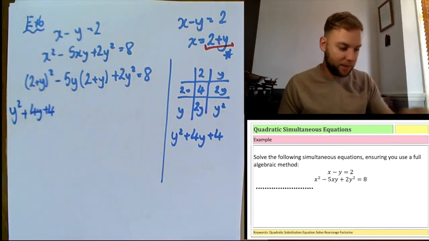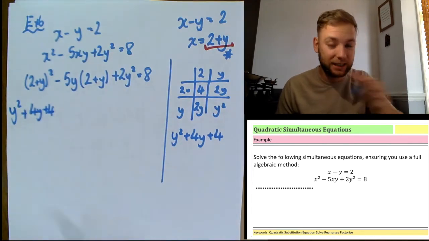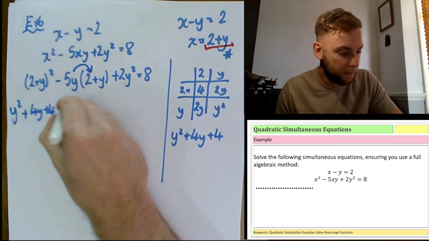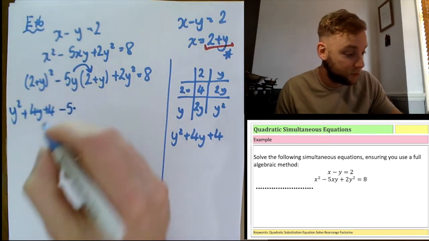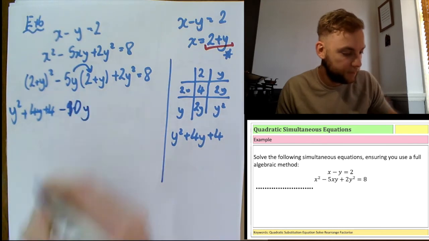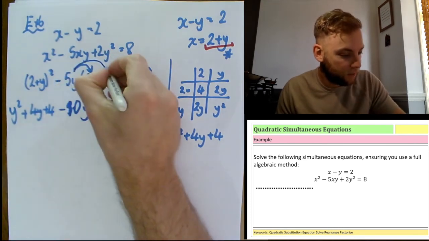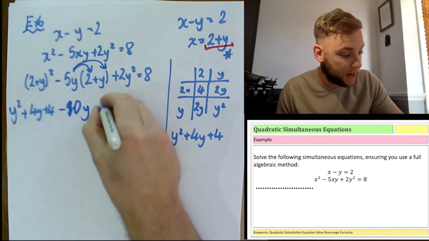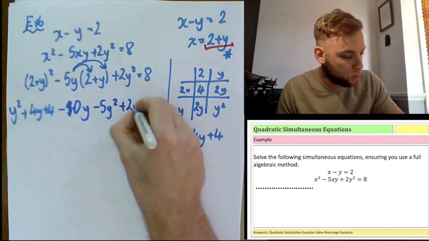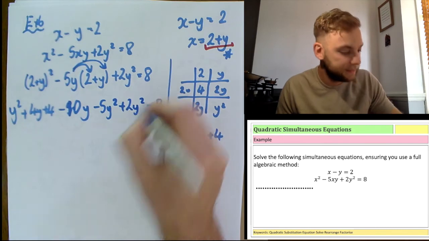Now I need to expand this. So be careful because this is negative. So minus 5y times 2. Minus 5y times 2 is minus 10y. Minus 5y times y is minus 5y squared. Plus the 2y squared is equal to 8.